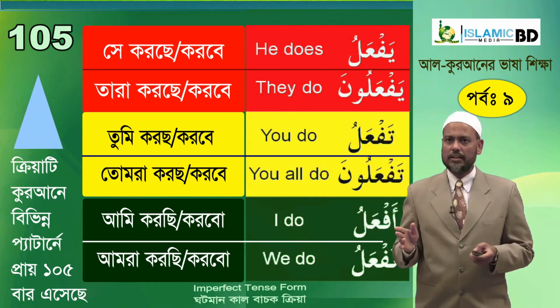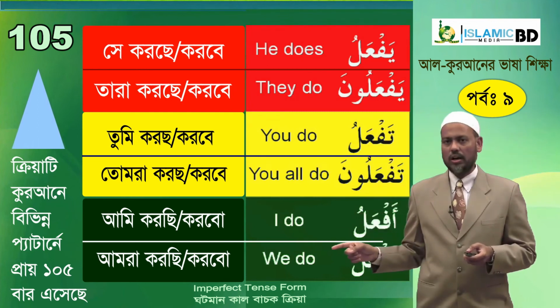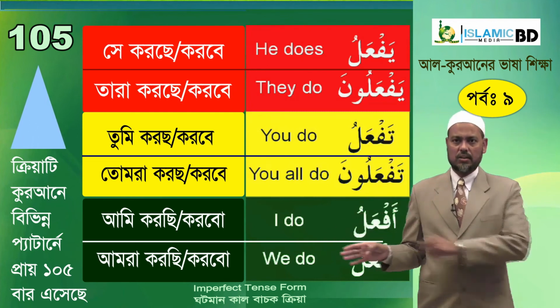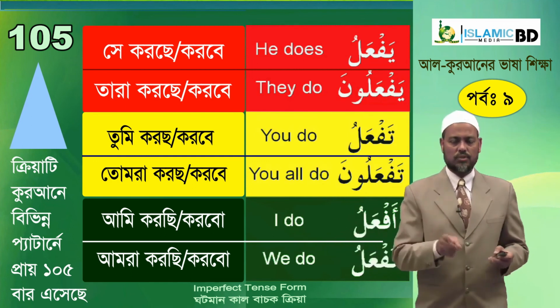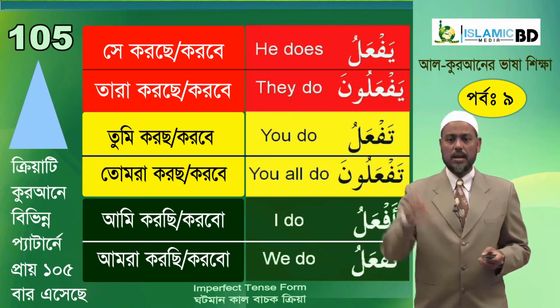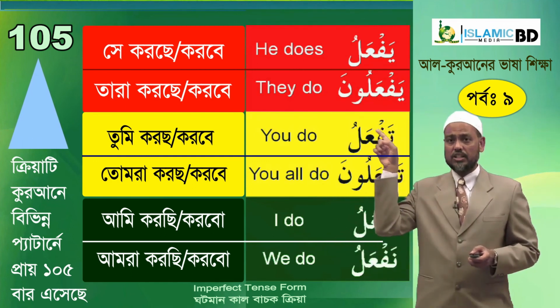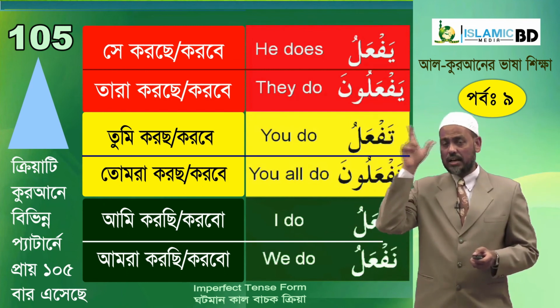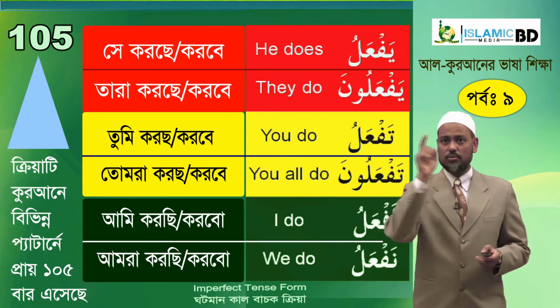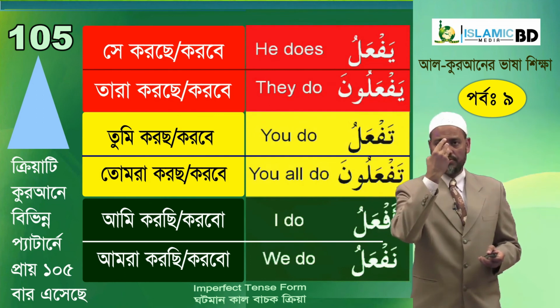Similarly, our actions for fi'l madi are at horizontal level: fa'ala, fa'alu, fa'alta, fa'altum, fa'altu, fa'alna. And for fi'l mudari, our actions are at eye level: yaf'alu, yaf'alun, taf'alu, taf'alun, af'alu, naf'alu.